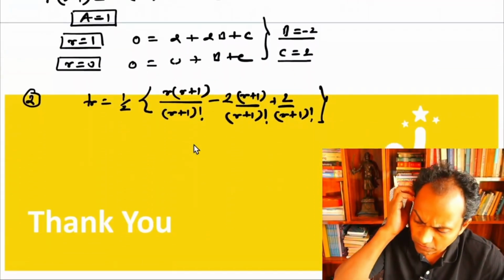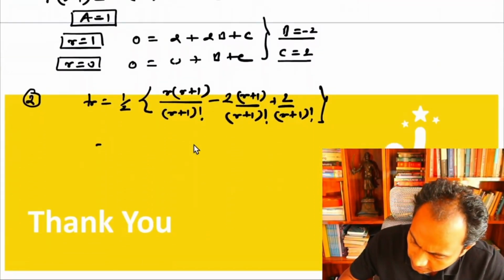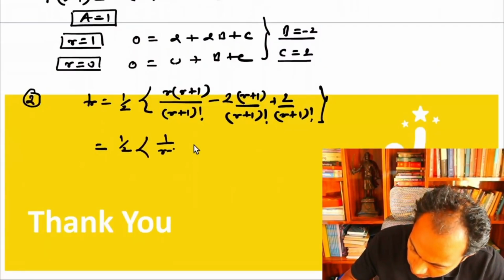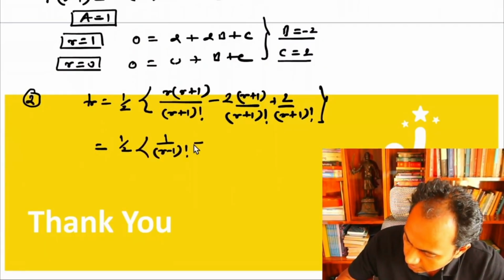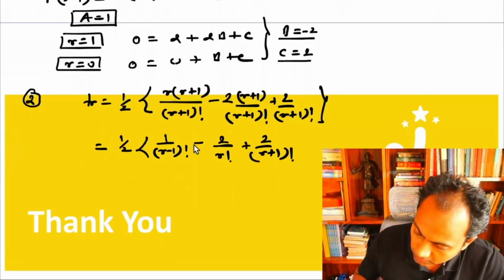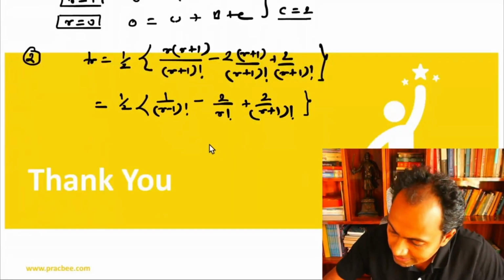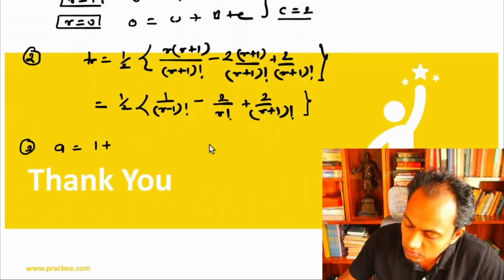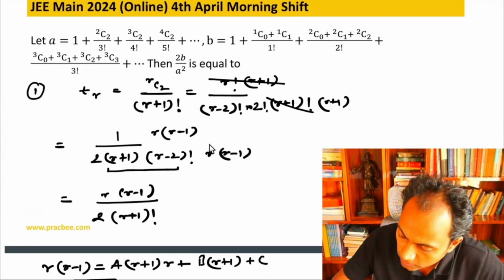Now what is the benefit of writing it like this? Let us write it down. So 1 by 2 times 1 by (r minus 1) factorial will come. This will be 2 by r factorial, and this is nothing but 2 by (r plus 1) factorial. Now if I want to write this series, let us see what we get. So in the third part, if I want to write the value of a, there was 1, and now r is equal to 2 onwards. If you look into this, we are putting the values from r equal to 2 to infinity.